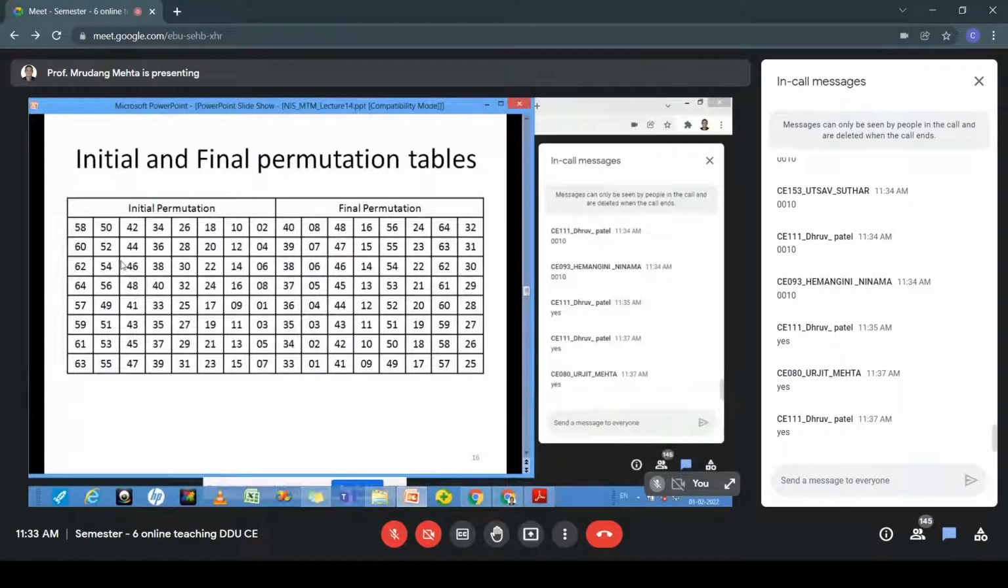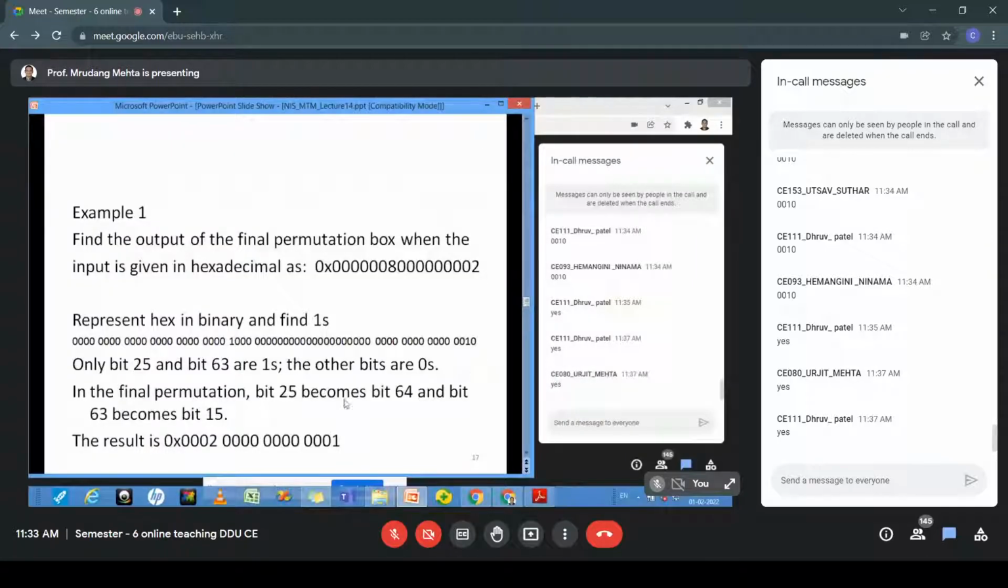Twenty-fifth bit is having 64. So 64th bit is having 25. Clear? Right? So the result is 0002. Okay, 2, because why 2? 25th bit, 8421. So 000 24.